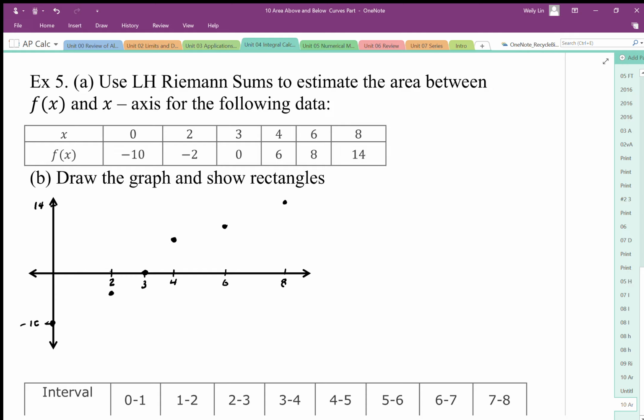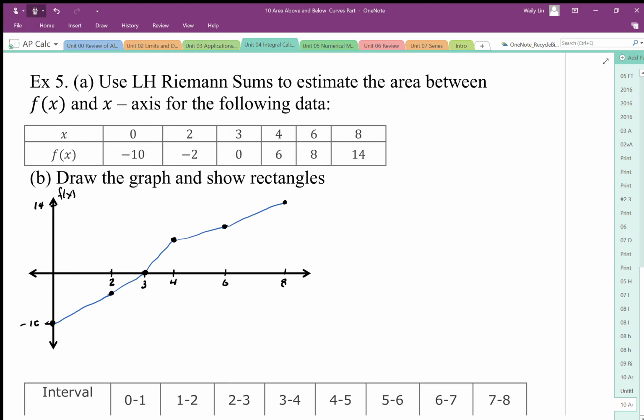Example 5 asks us to use the left-hand Riemann sums to estimate the area between f of x and the x-axis, and we've been given the following data. So what I've done first is I've just sketched myself a picture of what I'm dealing with here. So I've got my f of x here, and I put the x values and the y values in here, and I get a graph that looks like this. So the patterning of the graph kind of looks like this. It's going up to here, looking like that. Okay, so there's my function, and I want to find the area between f of x and the x-axis.